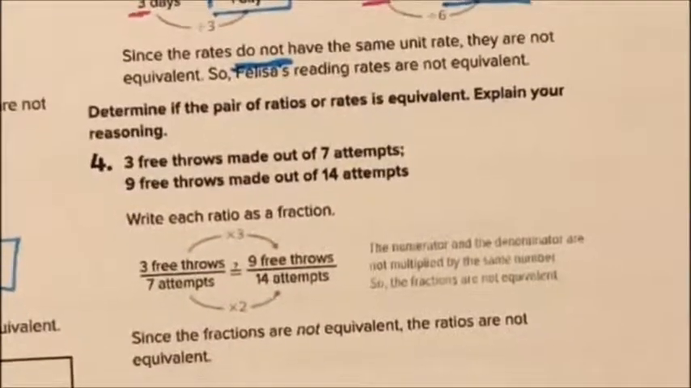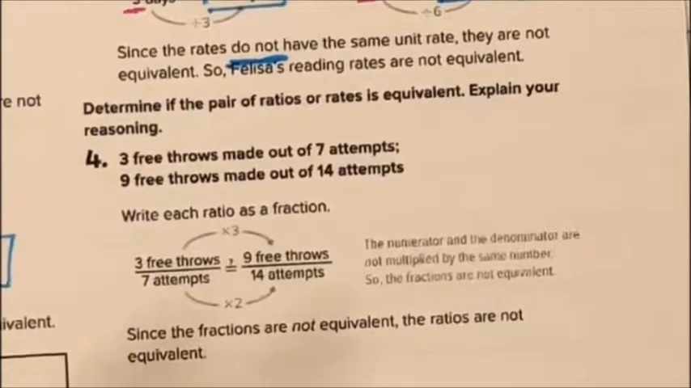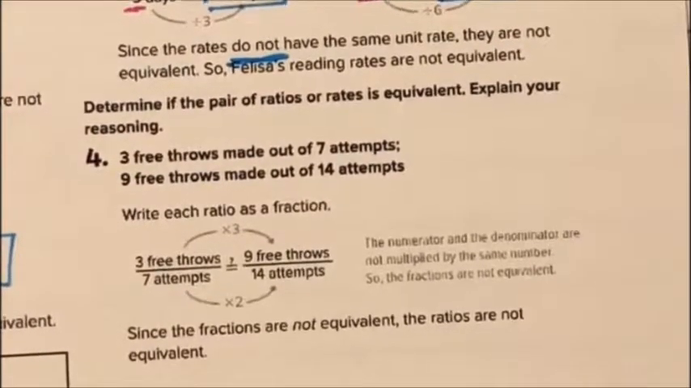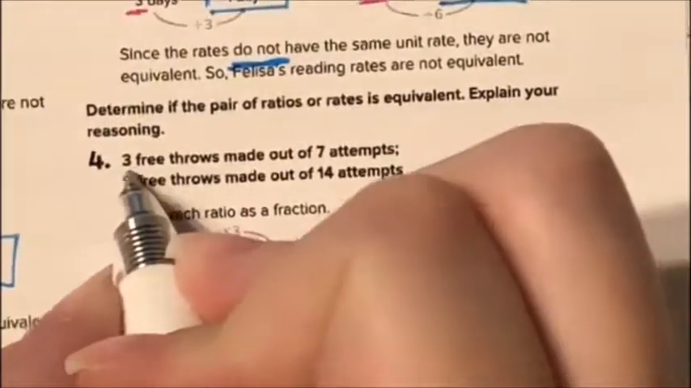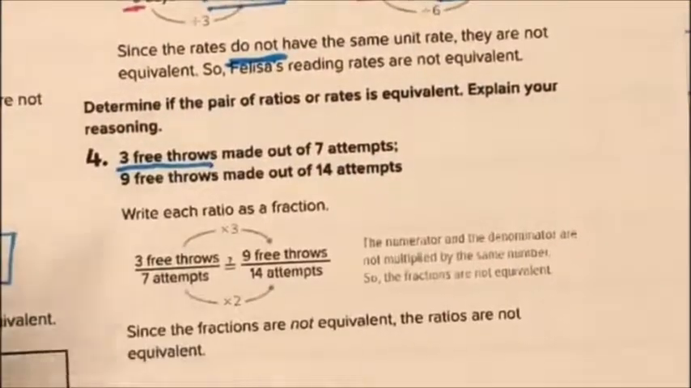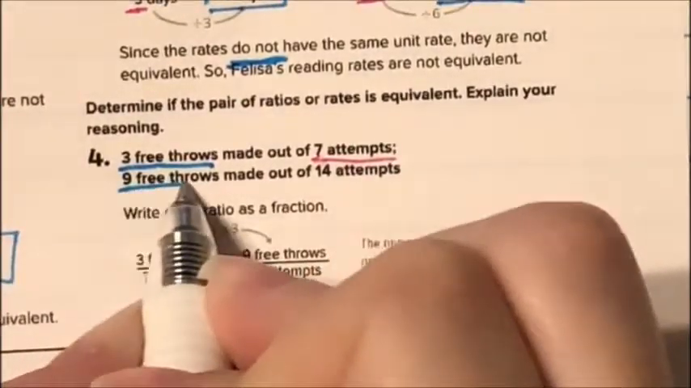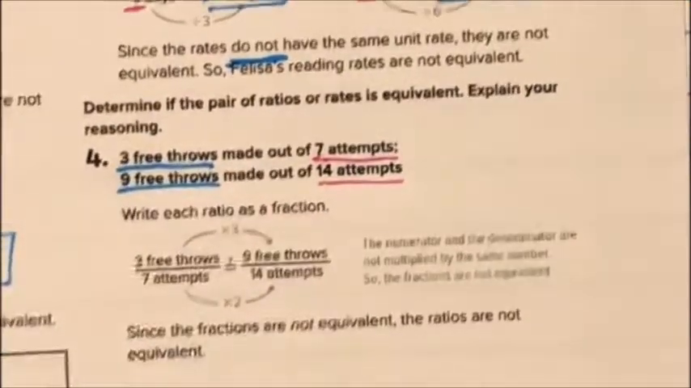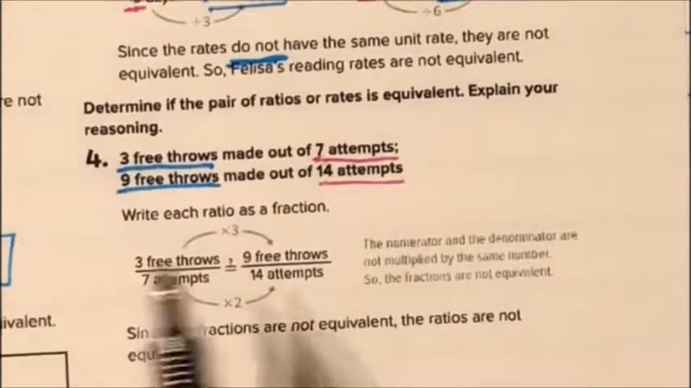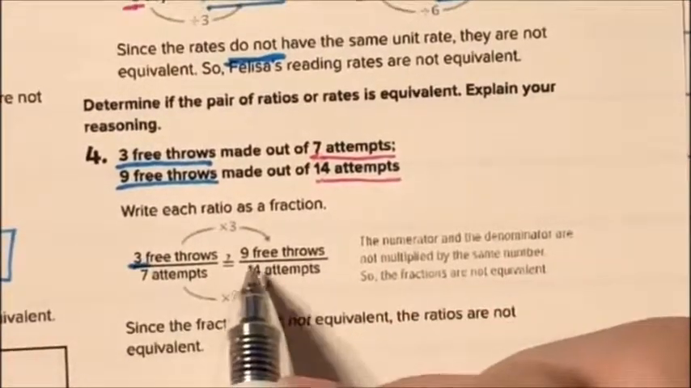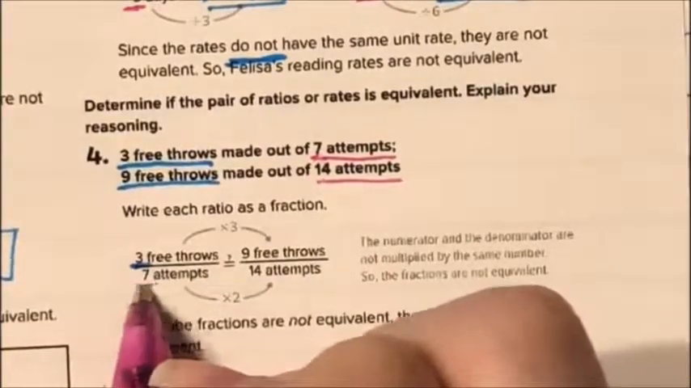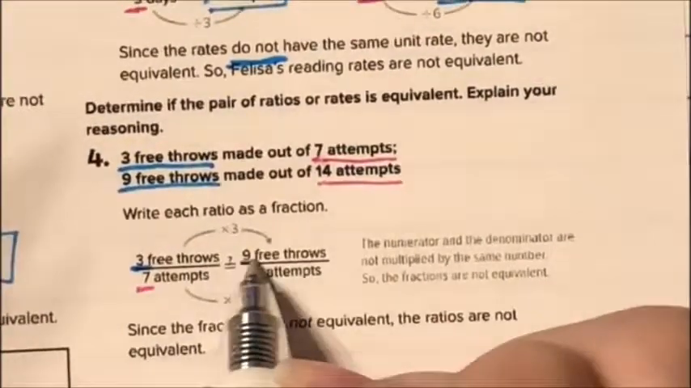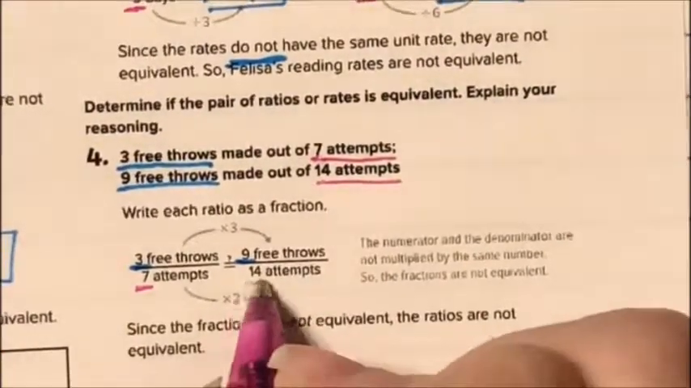So number 4 says determine the pair of ratios or rates is equivalent. Explain your reasoning. So the first one I have is 3 free throws out of 7 attempts to 9 free throws made out of 14 attempts. So I'm going to write each ratio as a fraction. I have 3 to 7, 9 to 14, okay? Now I can look at this.